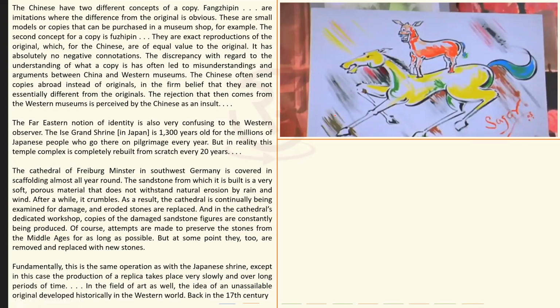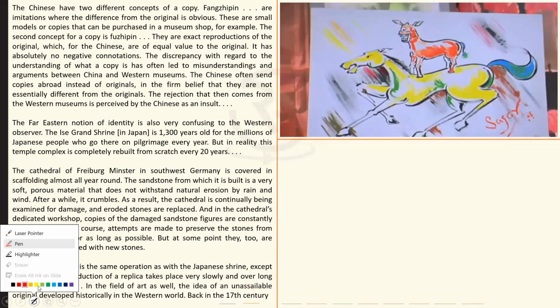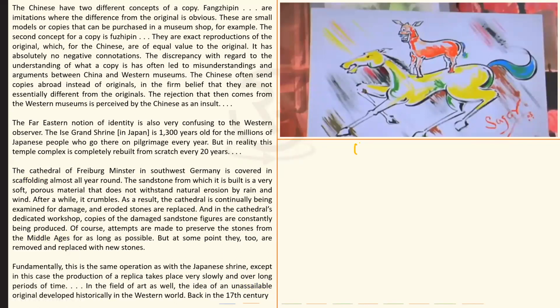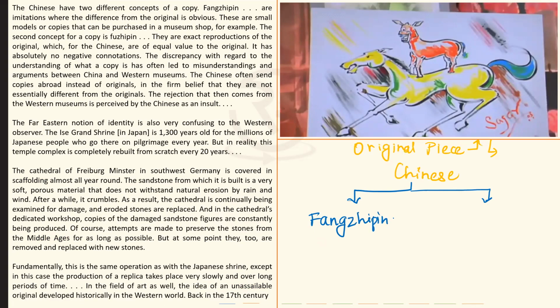So author says that ठीक है, there is this original painting which is with some Chinese museum. Let us say that this original piece is with some Chinese museum. Okay. And they get a request from the Western countries, European museum, American museum, something. Please give us this painting. We liked it a lot. Blah blah blah. So author says कि Chinese के सामने ना दो options होते हैं, दो तरीके होते हैं. एक होता है Fangjipin. Okay, I think that I'm pronouncing it okay. I'm not an expert in Chinese language. And there is another thing which is called as Fujipin.